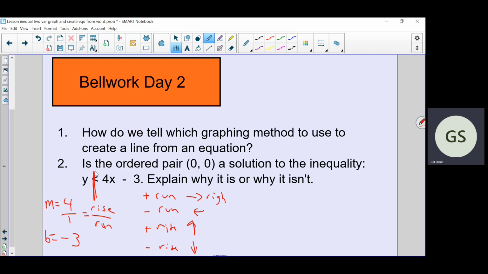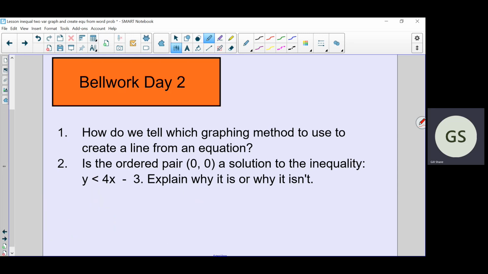Is the ordered pair 0, 0 a solution to that inequality? Yes. How do you know that? What do we do to check? If you get a question like that, what does that mean? What do you do? Nick? Given the numbers. Yeah, you just plug it in. Just plug it in. That's all that means.